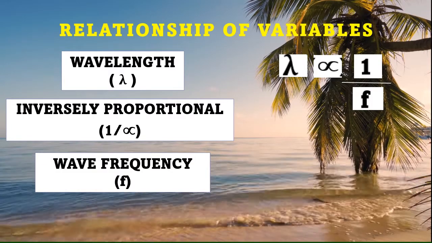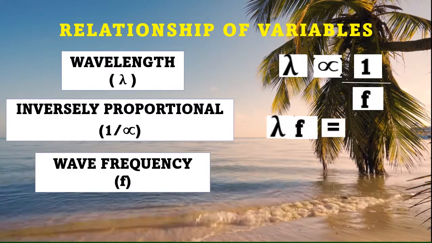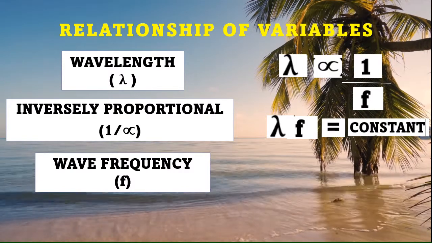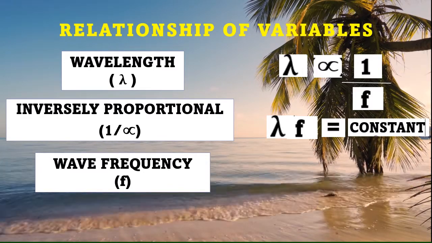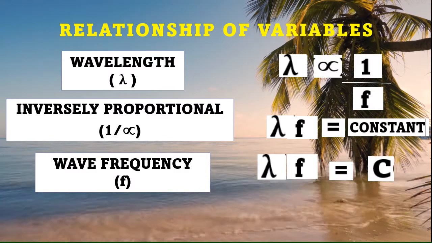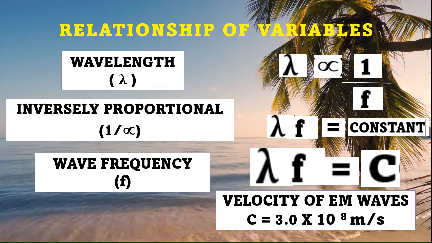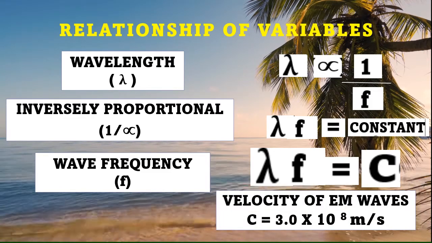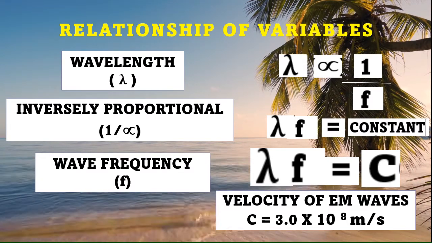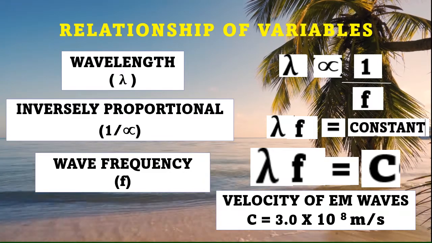If we are going to transform this into an equation, we can cross-multiply this, and this will be equal to a constant, where the constant is the speed of electromagnetic waves, which is equivalent to c, which has a value of 3 times 10 to the 8th meter per second. The formula that represents the relationship between wavelength, frequency, and their speed is this one.